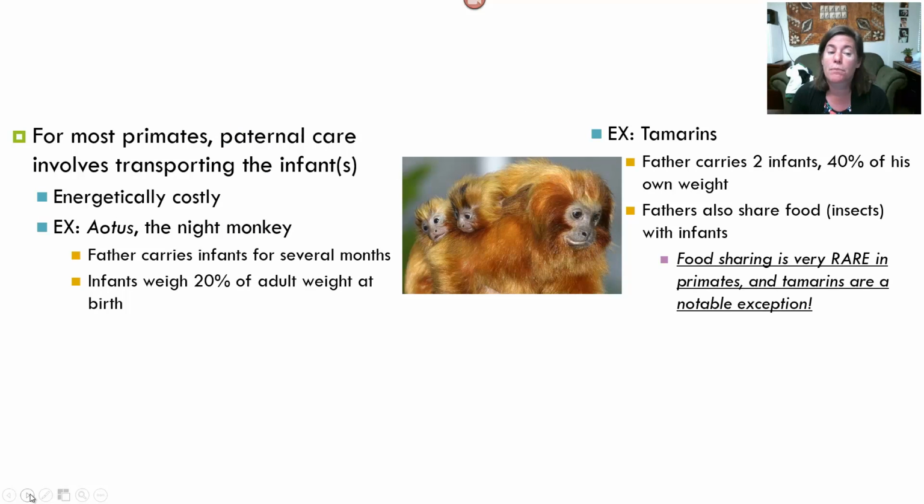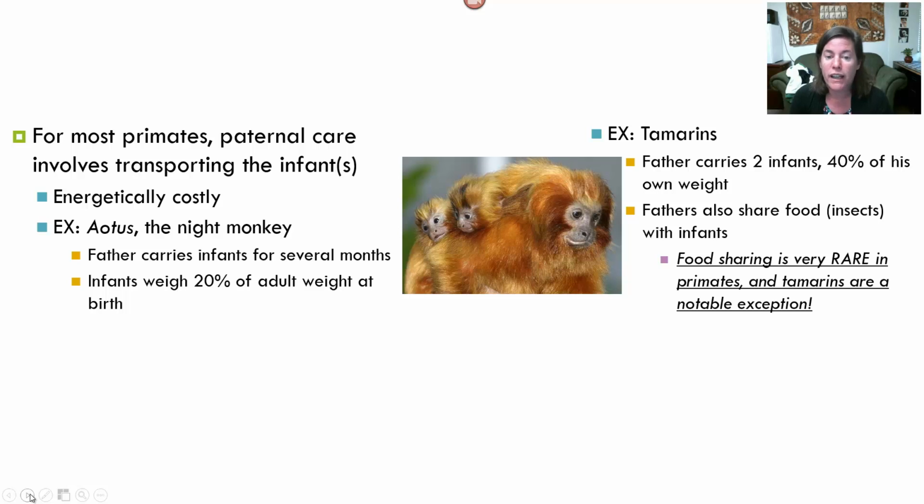For most primates, paternal care generally involves transporting the infants. I want to mention that this is an exceptionally costly behavior. It's energetically costly. In some species, such as the lemur Eulemur rubriventer from Madagascar, and tamarins, this is a picture of a golden lion tamarin, twinning is common. So the female generally produces twin offspring, and the father is then responsible for carrying two offspring.